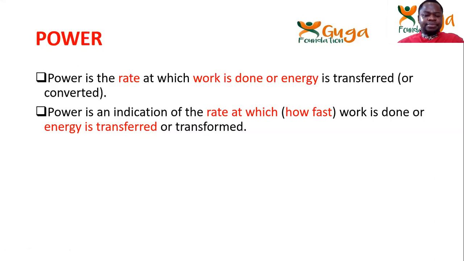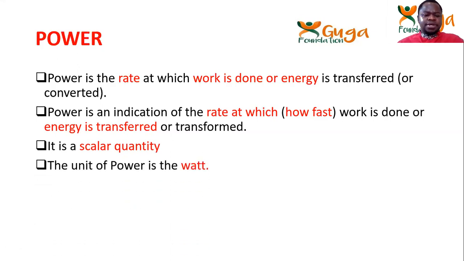Power is also a scalar quantity, meaning that it has only size or magnitude, so there's no direction in power. It's not a vector quantity, it's a scalar quantity. The unit of power is the watt, and the symbol of the watt is W.